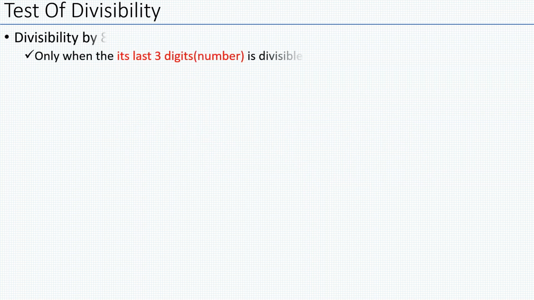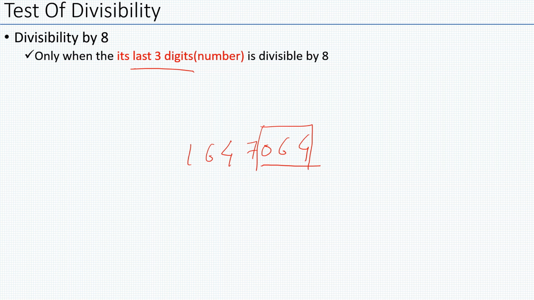Okay, let's see if a number is divisible by 8 or not. For that purpose, you just have to see the last three digits. Let's say the example 47064. Last three digits are 064. Yes, you can divide 064 by 8. That's why this whole number is divisible by 8.